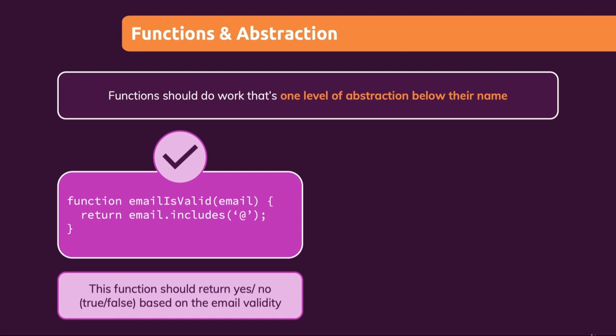So low-level code is not bad, it's necessary, you need to write it somewhere, but you should write it in places where interpretation is added by the name of the function in which that low-level code runs.